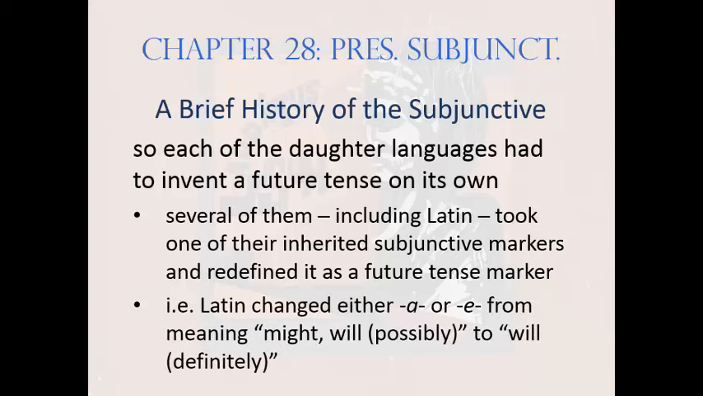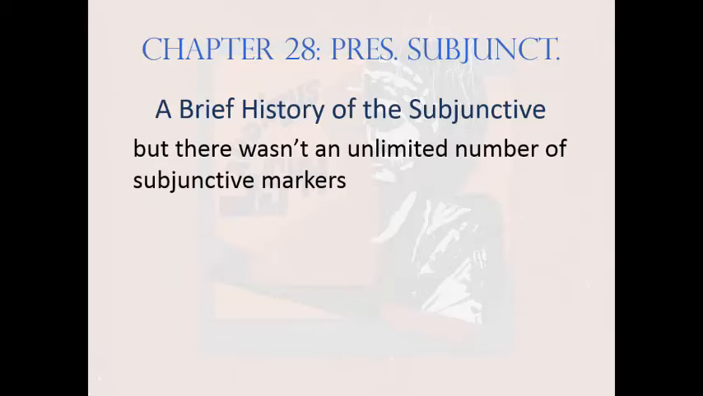Particularly the ever-popular strong-sounding A and E, which now moved from meaning might or will probably to will definitely, like we will definitely defeat the Carthaginians. Easy to say, not so easy to do, not only because Carthaginians are very good fighters, but because there aren't a whole lot of subjunctive markers to reassign to the future.